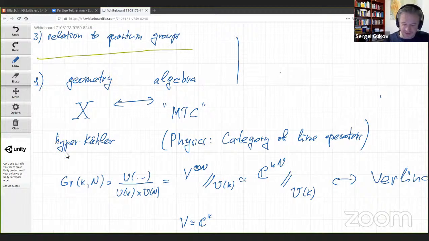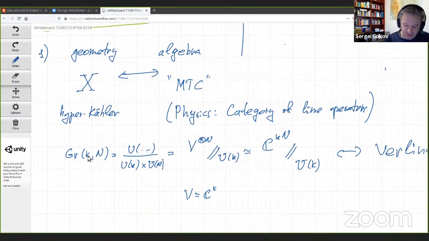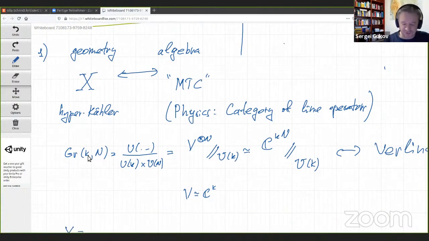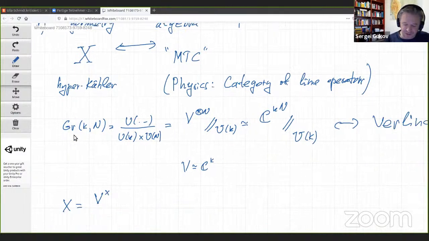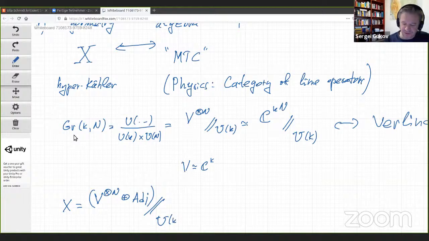But then if you take X to be a very similar quotient, so you take V tensor power N and also take the adjoint representation of U(K) and do this double slash, then you get the counterpart, this T deformation of Verlinde.